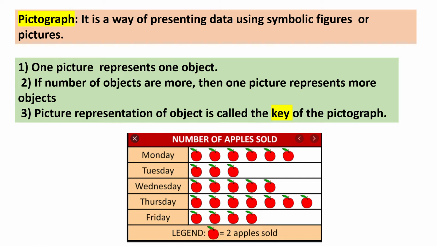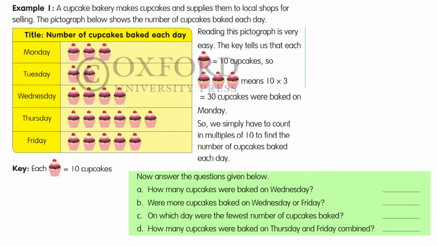Pictograph. A pictograph is a way of presenting data using symbolic figures or pictures. One picture represents one object. If the number of objects is more, then one picture represents more objects. The picture representation of an object is called the key of the pictograph.